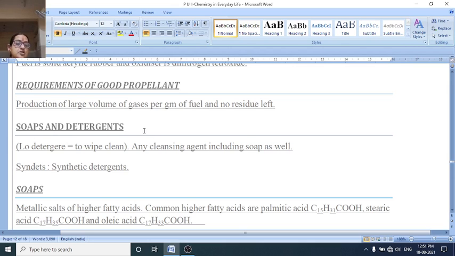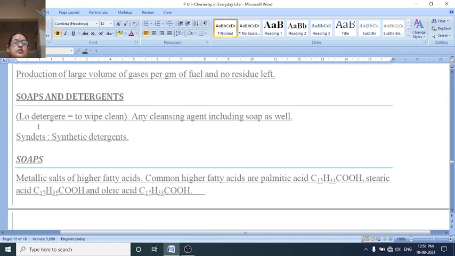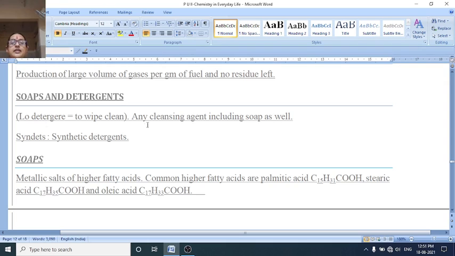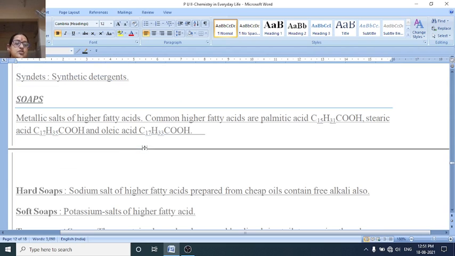Soaps and detergents, we are going to move to the next section. Detergent, that is, to wipe clean. Any cleansing agent including soap as well as syndets, that is synthetic detergents. Soaps are nothing but metallic salts of higher fatty acids. Common higher fatty acids are palmitic acid, stearic acid and also oleic acid.